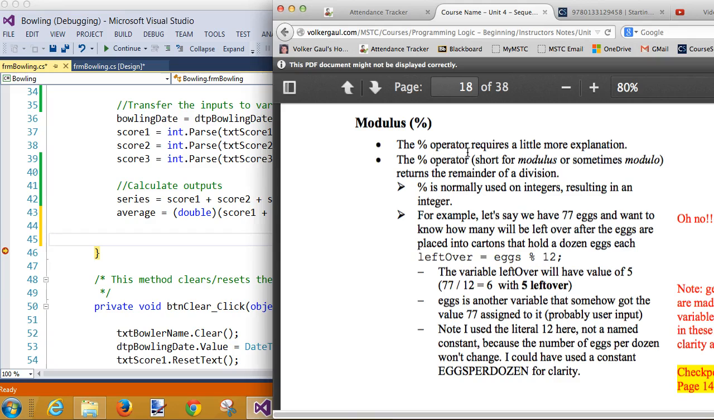10 goes into 20. I'm sorry, backward. Yeah, 10 goes into 20 two times with a remainder of 0. 0 is the modulus. So here's what the equation would look like in C#.